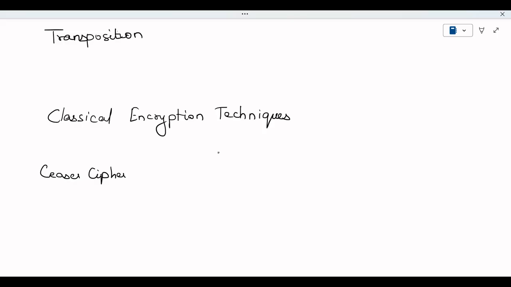Here, the technique we are going to use is a symmetric key mechanism. Symmetric means same. The sender as well as the receiver will be using the same key for performing the encryption and the decryption. In the case of Caesar cipher, the key is a numeric value.